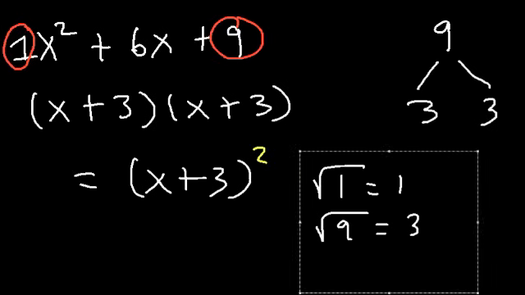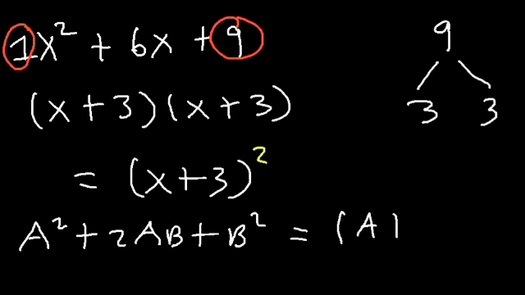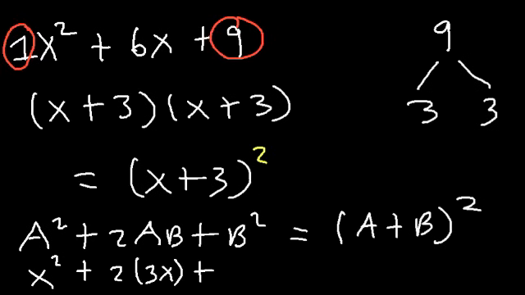Sometimes you might find this formula to be useful. If you have the form a squared plus 2ab plus b squared, then you can factor it by writing it as a plus b to the second power. So in our particular example, this is x squared plus 6x, which is really 2 times 3x, plus 9, or 9 is the same as 3 squared. And this is equal to x plus 3 squared.